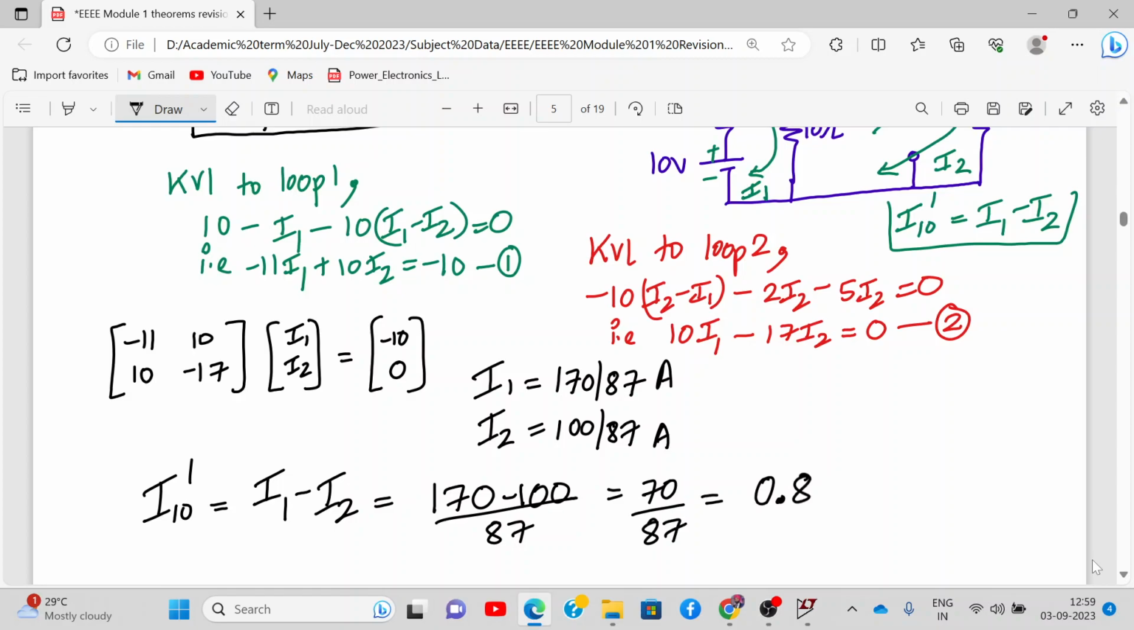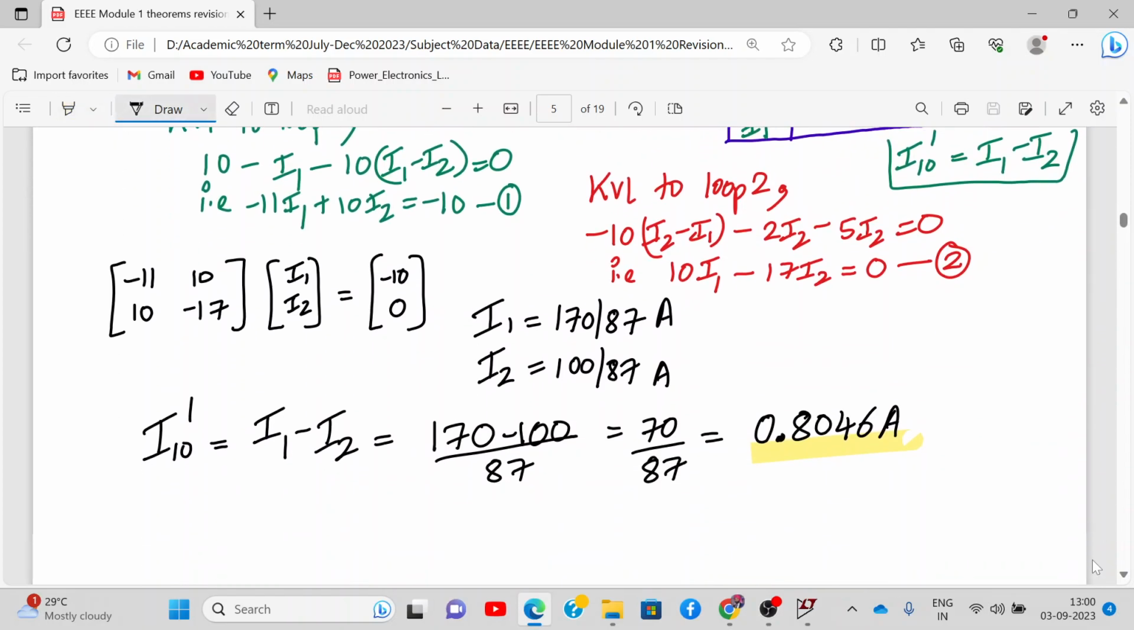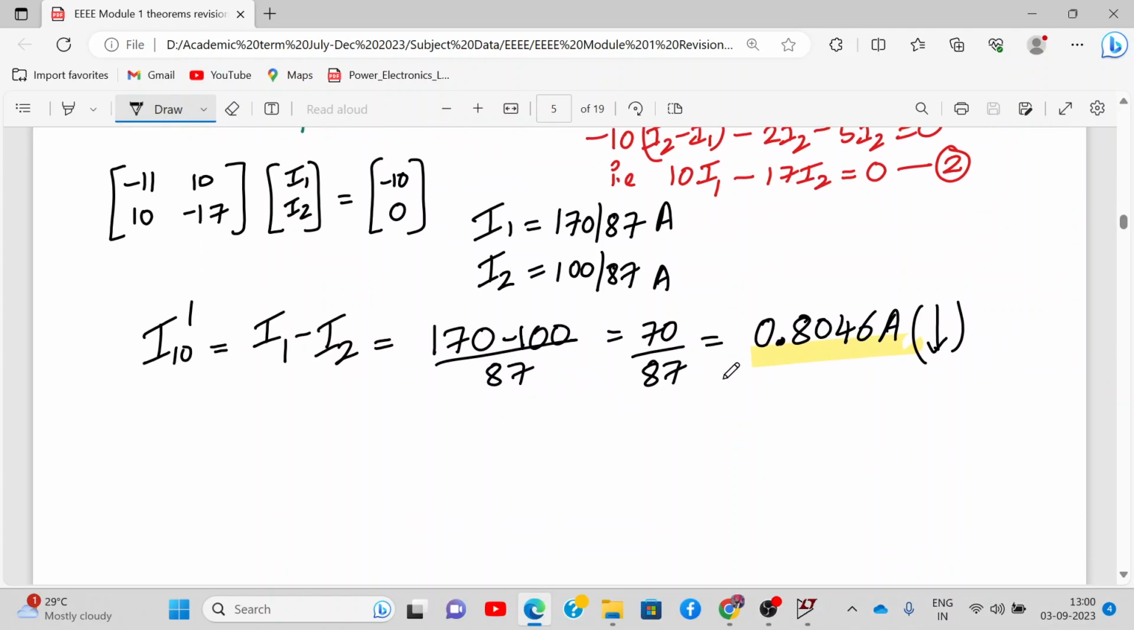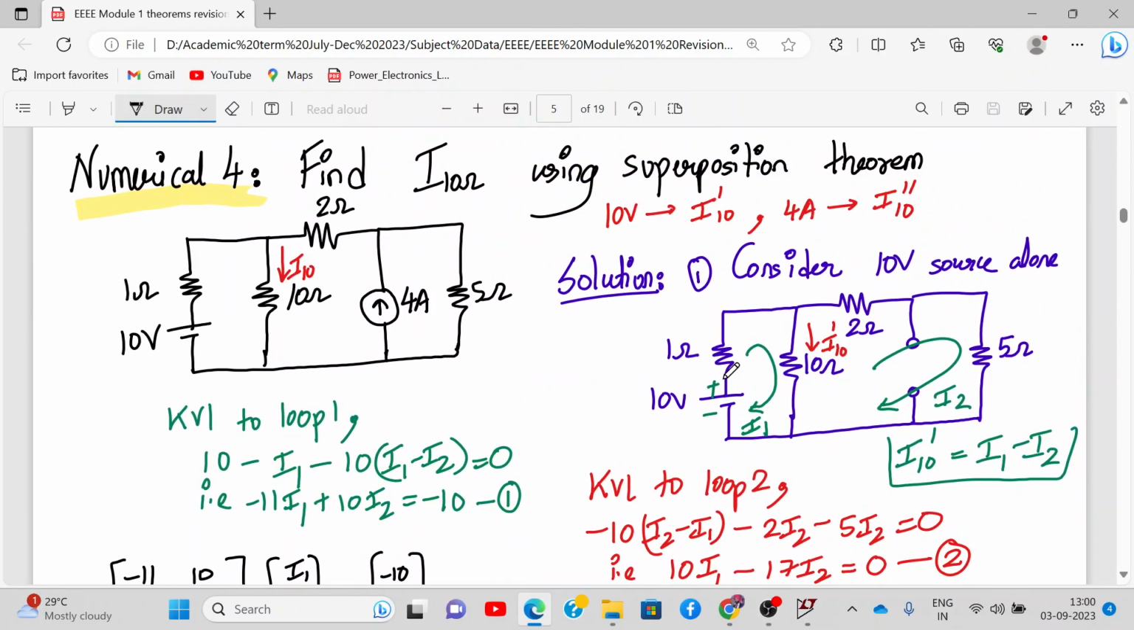How much? 0.8046. Correct? Yes or no? Yes, sir. Your point is correct, and the direction is down. Everyone else got this answer? Only one person is speaking. Others? Yes, I got the same answer. Okay, great. So can we proceed now with the next part?